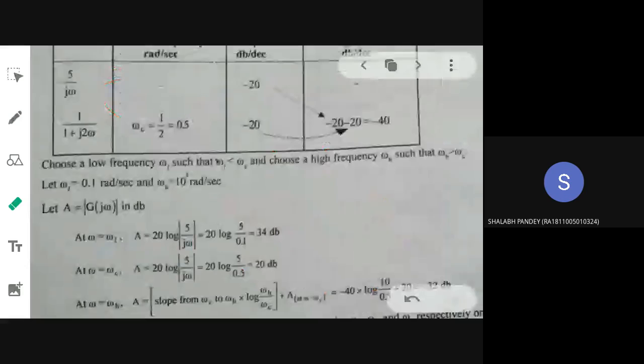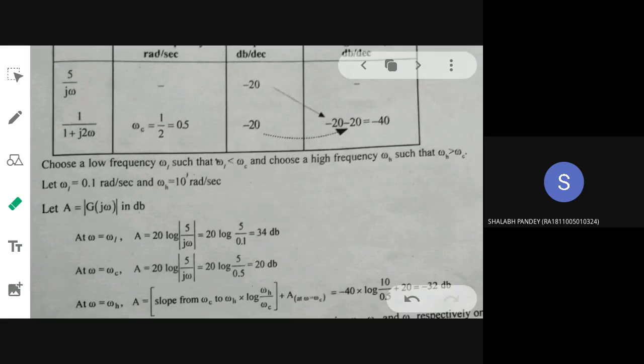Initial slope is minus 20. The next slope is minus 20, so minus 20 minus 20. What is the next slope that you are having? Minus 40. This is how you will do it.